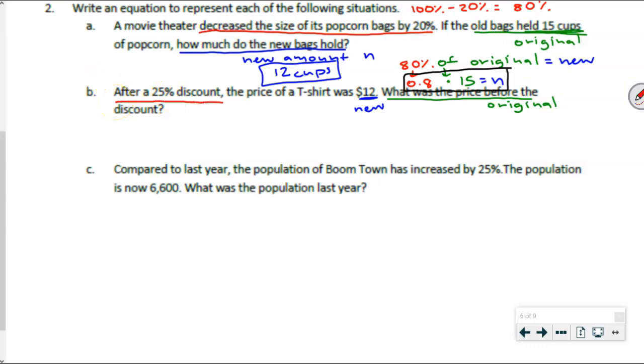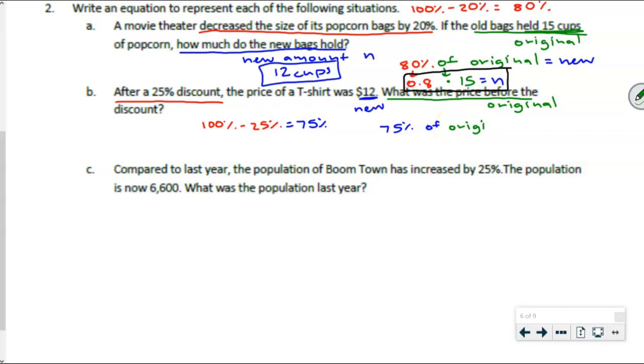This discount of 25% gives us 100% minus 25%, which is going to be equal to that 75%. Right? So we are going to be writing 75% of the original.